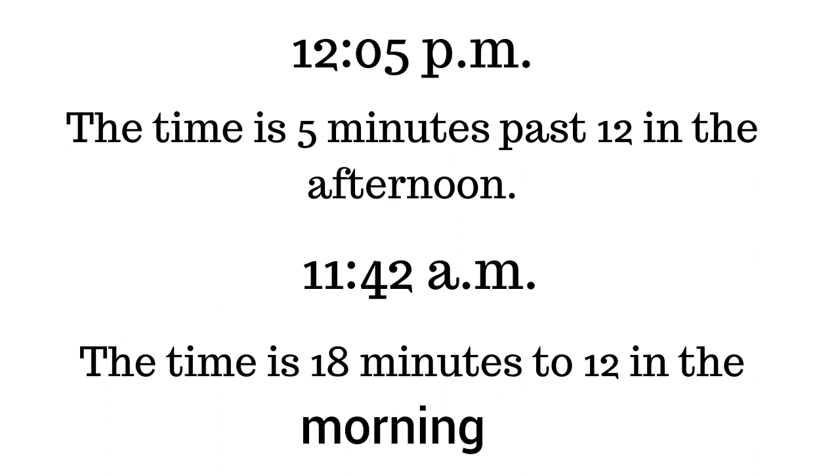11:42 a.m. Now 42 is greater than 30. So we will simply say 60 minus 42. That will give us 18. So the time here is 18 minutes to 12. To the next hour. Since the hour here is 11, the next hour is 12. So the time is 18 minutes to 12. And because it is AM, it means it is in the morning.